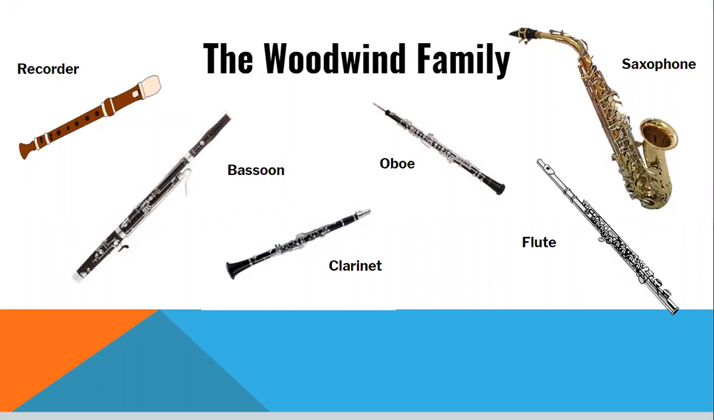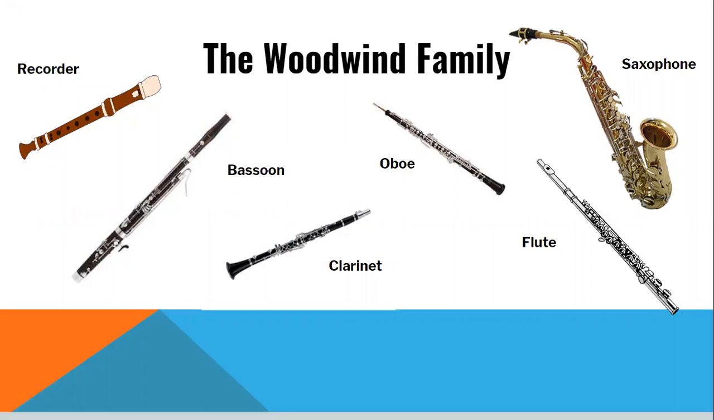First family I'd like to show you is the woodwind family. These instruments are played just by blowing into the instrument. So you just need to blow in order to make the sound. So in this family, we have the recorder, which you will get to play in 3rd and 4th grade. We also have the flute, the clarinet, and the saxophone. Those are the more familiar ones that you probably know. Then we have the oboe and the bassoon. Those are a little bit less familiar, but they're very neat sounding instruments.